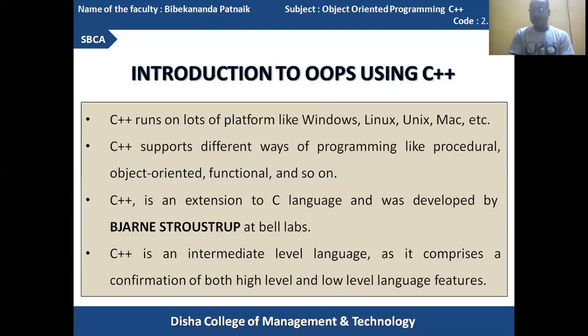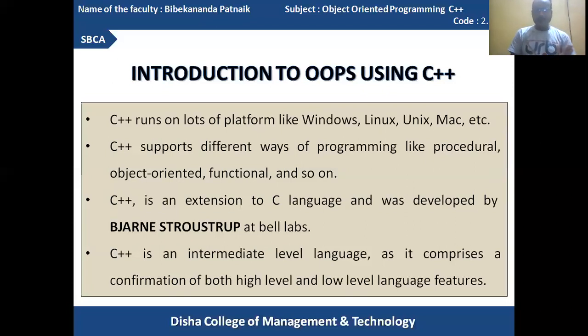functional programming. In the previous video section, we learned what is procedural programming, what is object oriented programming, what is functional programming. So like I said earlier, C++ is an extension of C language and was developed by Bjarne Stroustrup at Bell Labs. As you know, C was developed by Dennis Ritchie. Similarly, the C++ programming language was developed by Bjarne Stroustrup at Bell Labs.